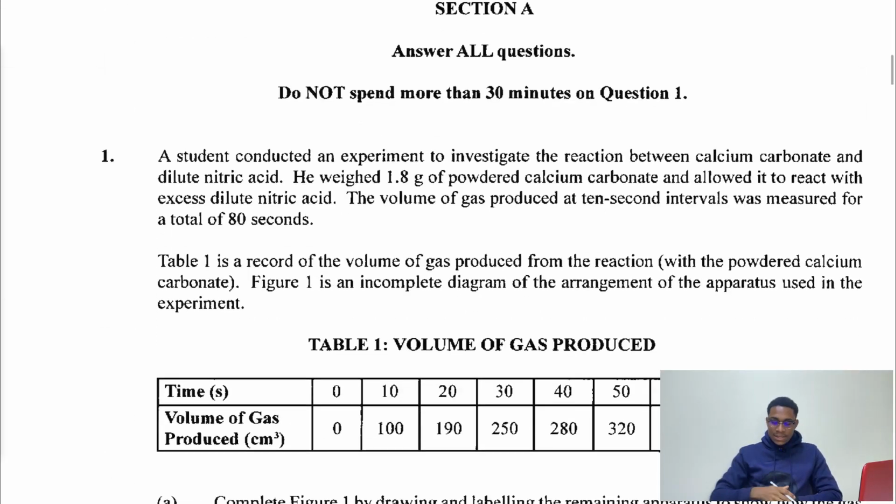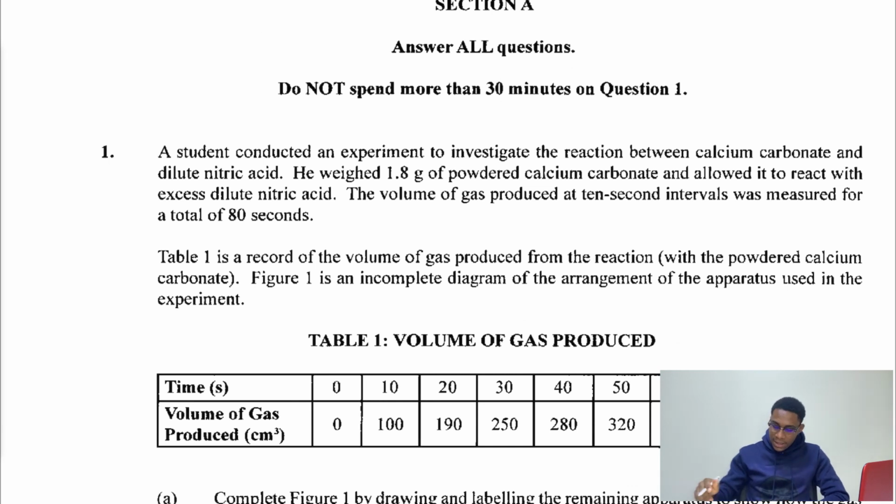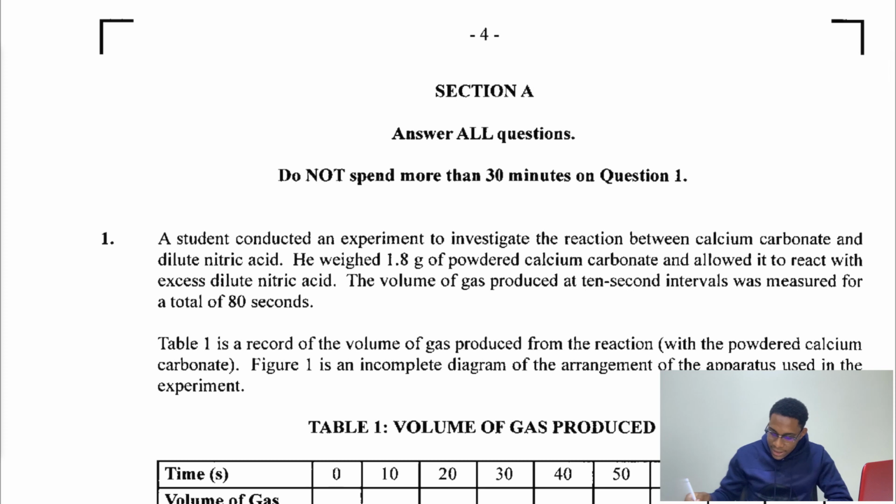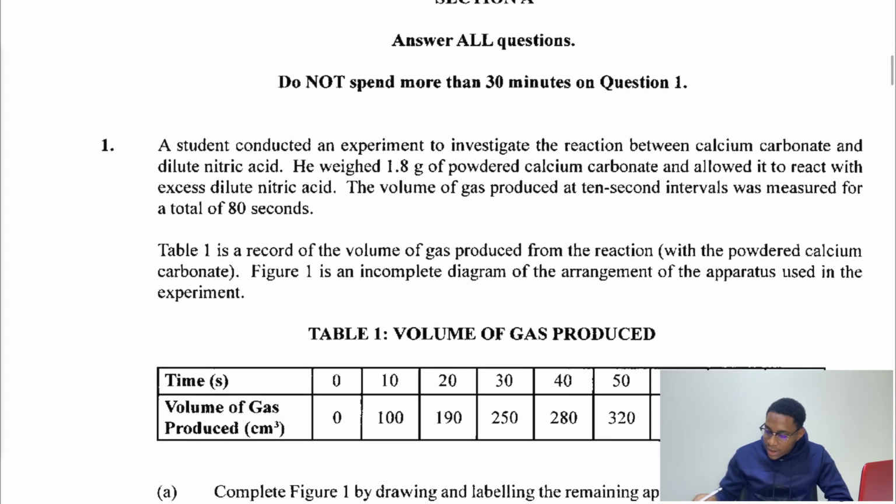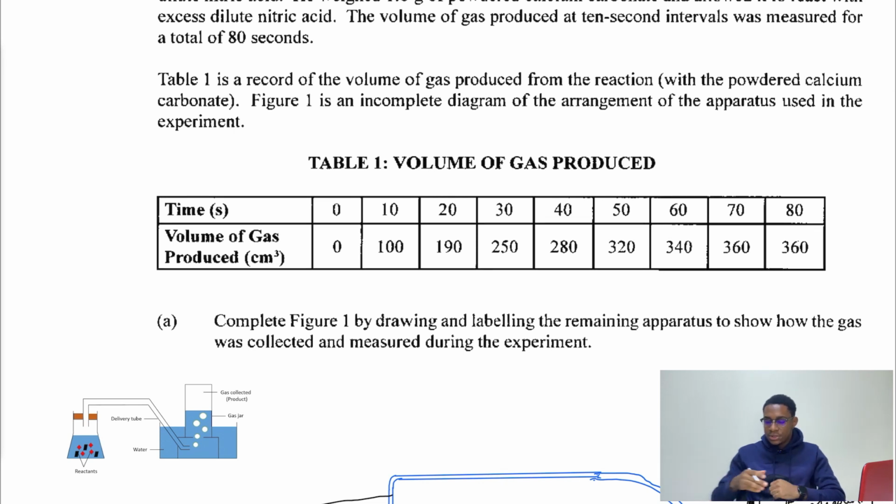Question number 1 says, a student conducted an experiment to investigate the reaction between calcium carbonate and dilute nitric acid. He weighed 1.8 grams of powder calcium carbonate and allowed it to react with excess dilute nitric acid. The volume of gas produced at 10-second intervals was measured for a total of 80 seconds. Table 1 is a record of the volume of gas produced from the reaction. Figure 1 is an incomplete diagram of the arrangement of the apparatus used in the experiment.